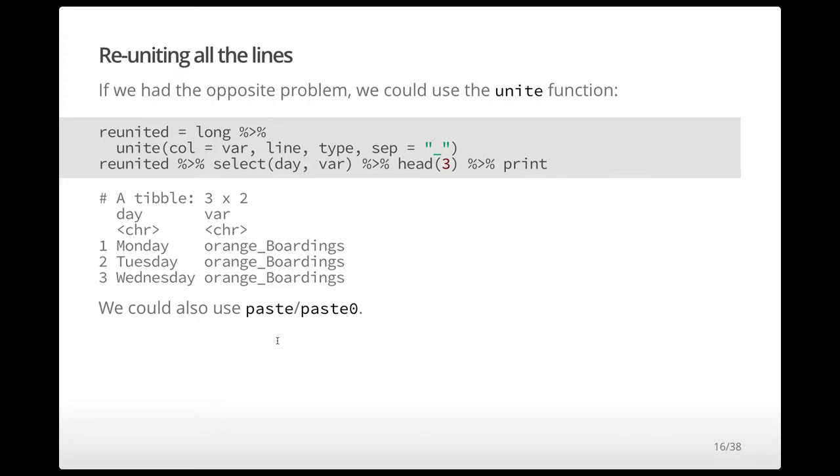You could perform the same operation with mutate and paste. So you could have said mutate var equals paste, you know, line, underscore, type, things like that. So paste and paste0 are a little bit more flexible, and they work in any kind of capacity for vectors and all that kind of stuff. Unite and separate are specifically for data sets.